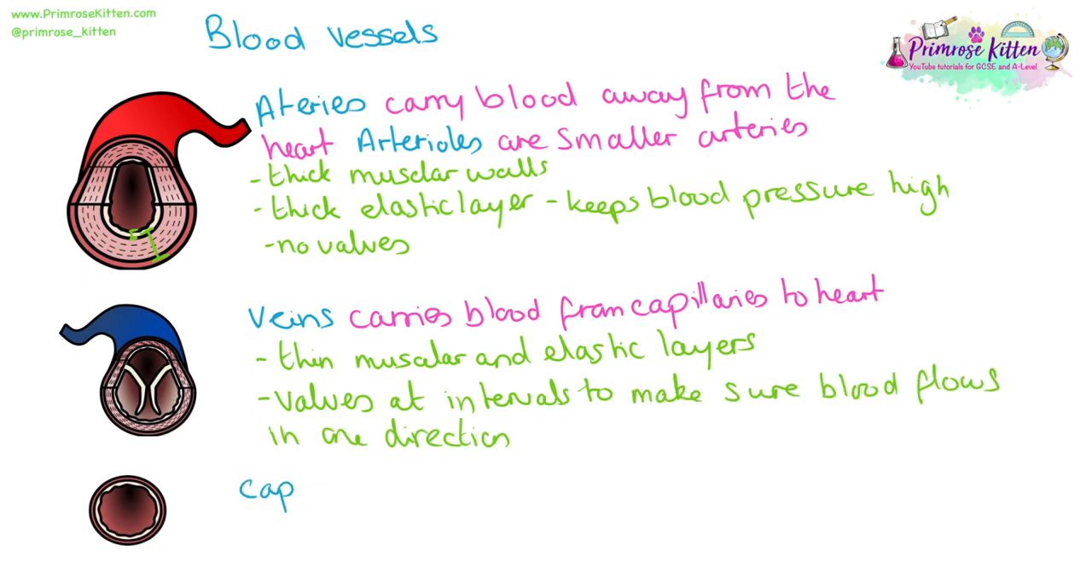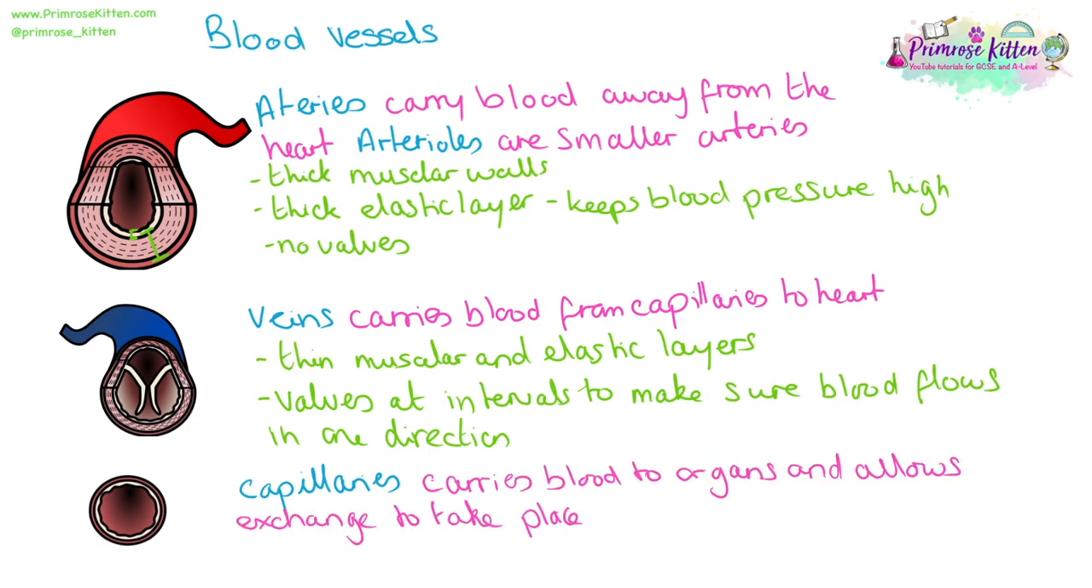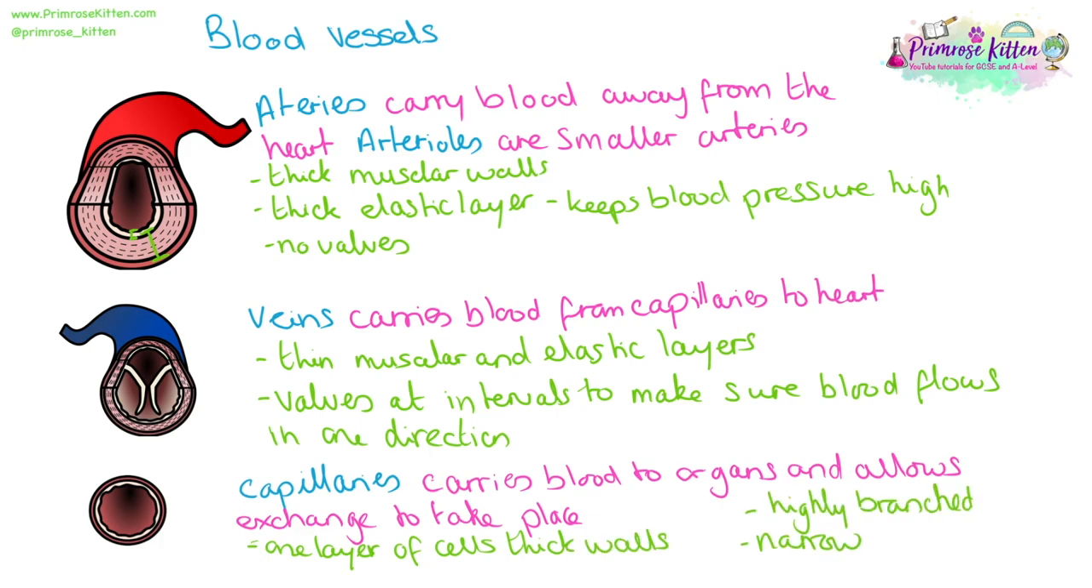And capillaries. These carry blood to the organs, and they allow exchange to take place. They are one layer of cells thick. They are highly branched and very narrow to allow for the rapid diffusion of gases, nutrients, and ions into and out of the bloodstream.